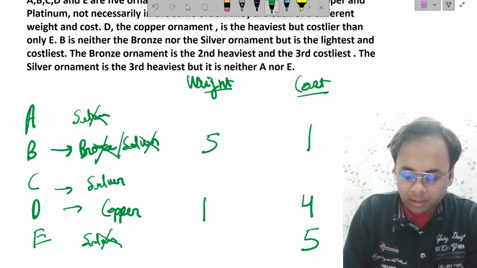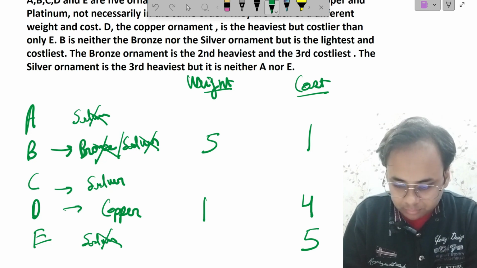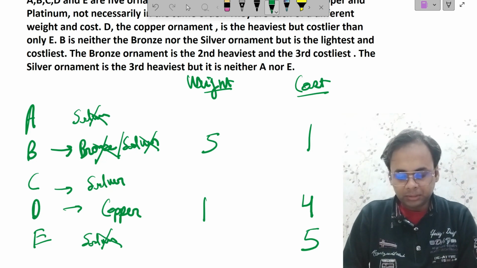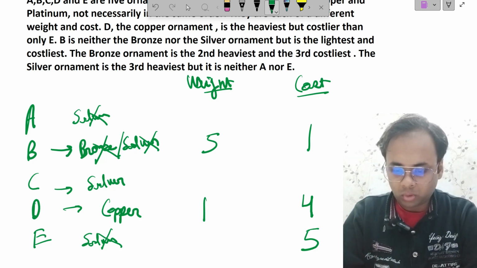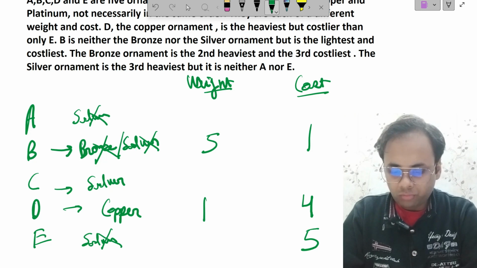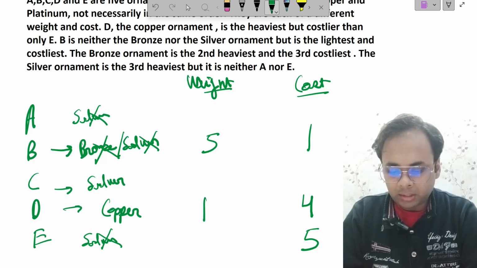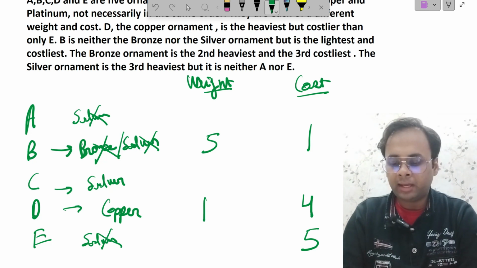Now it is given that B cannot be bronze. So actually three ornaments are left, which are A, B and E, and we have only marked silver and copper till now. Now we have to match these A, B and E against gold, platinum and bronze. The bronze ornament is the second heaviest and the third costliest. We are not sure yet which one is the bronze ornament.